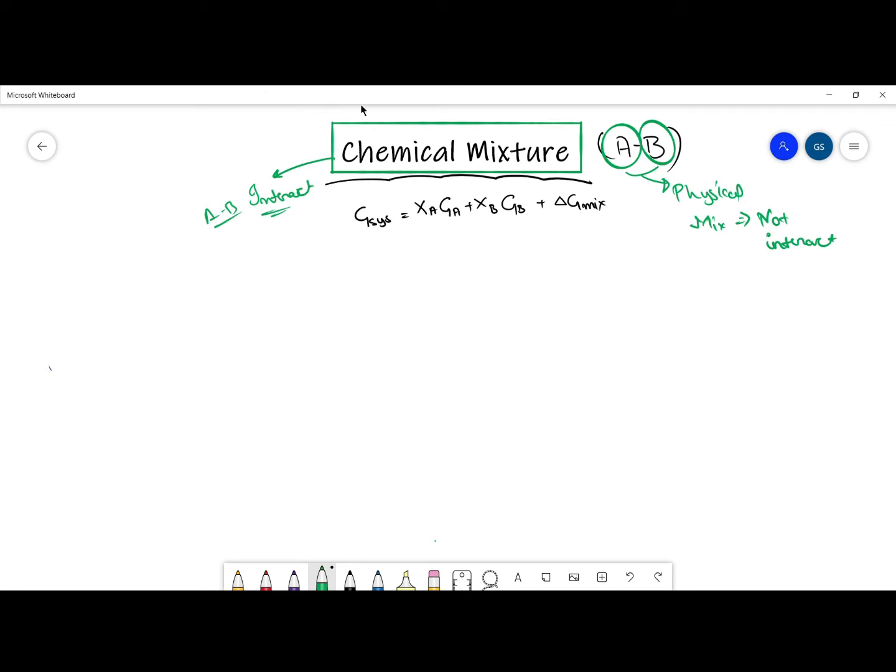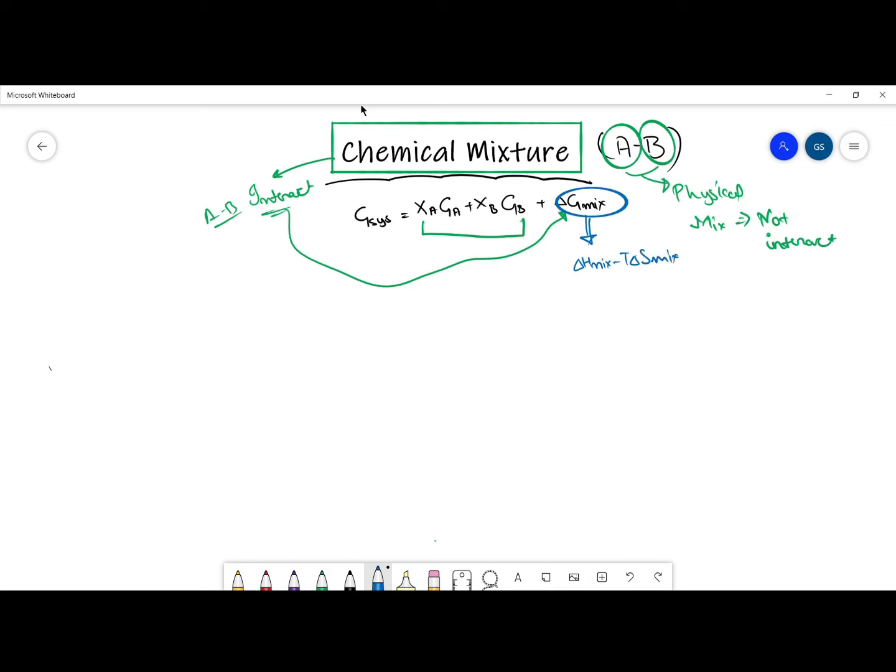Now, due to this interaction, there will be some excess free energy associated. So this part alone will be the free energy of physical mix, but due to interaction there will be some excess free energy, and that excess free energy is nothing but this delta G mix. It can also be written as delta H mix minus T delta S mix.